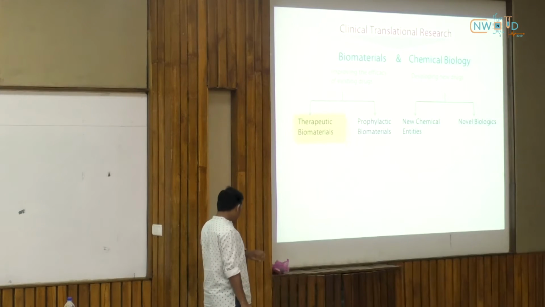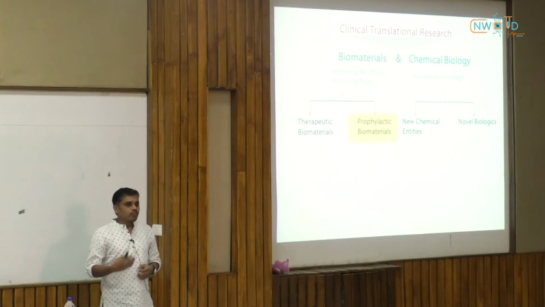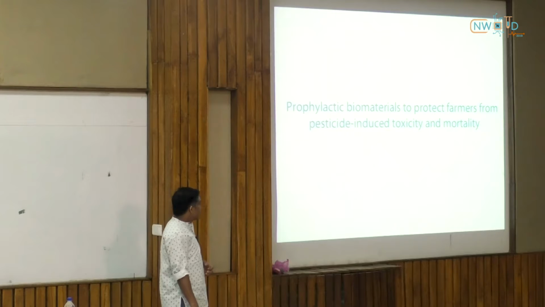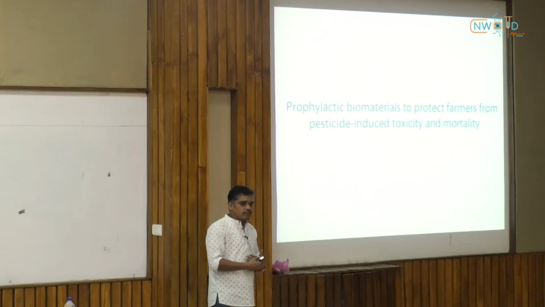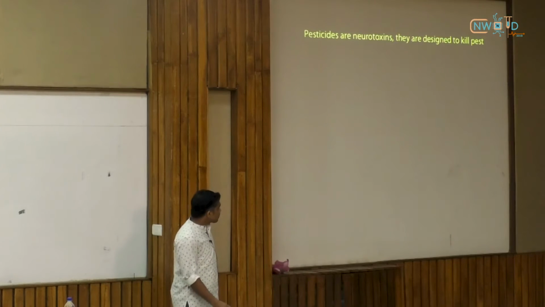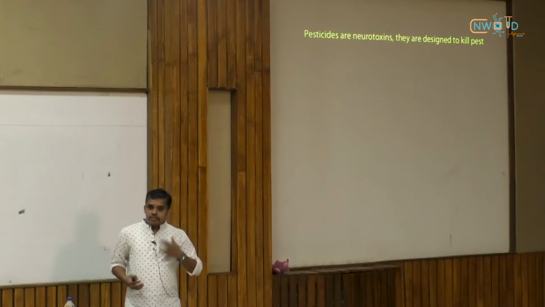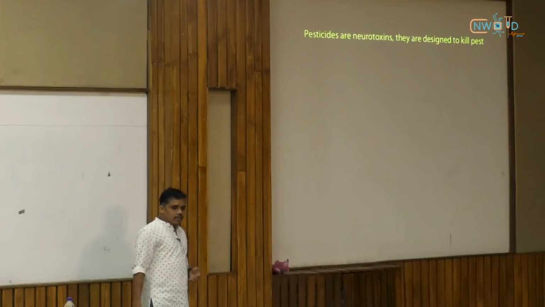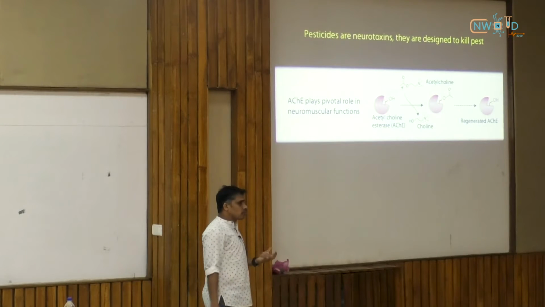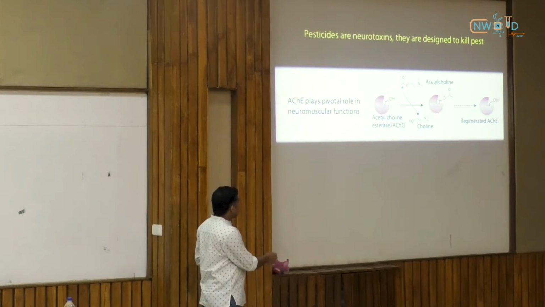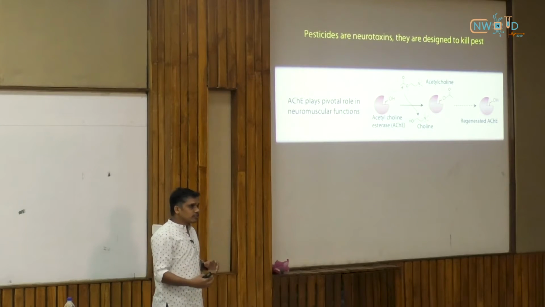Now let's go and discuss the prophylactic biomaterials, where we can use this material to prevent diseases, right? And specifically we'll discuss the prophylactic technology to protect farmers from pesticide-induced toxicity. Because as you know, all the pesticides are neurotoxins, they are designed to kill pests, right? Typically, we have acetylcholinesterase, which plays a pivotal role in neuromuscular functions by modulating the concentration of acetylcholine at the synapse junction, right?